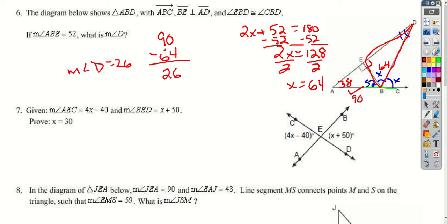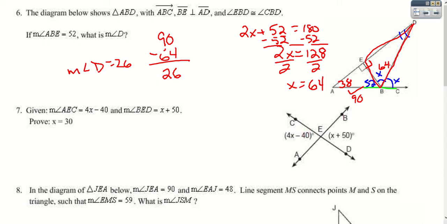All right. Given, we want to prove. So this is a proof again. So we're going to do our solution on the side. Okay. So we know that these angles are vertical and equal. So we're going to do 4x minus 50 equals x plus 50. Subtract x from both sides. So 3x minus 50 equals 50.